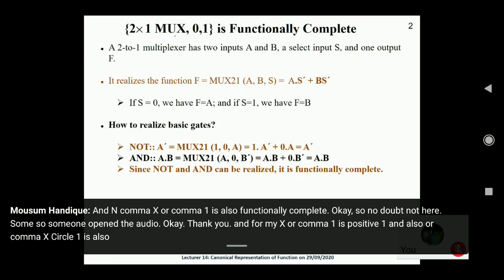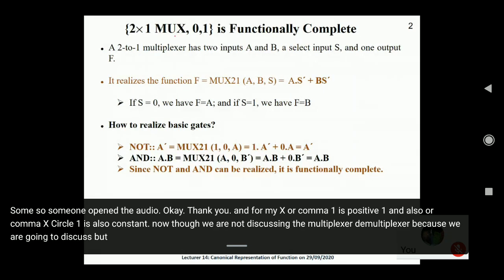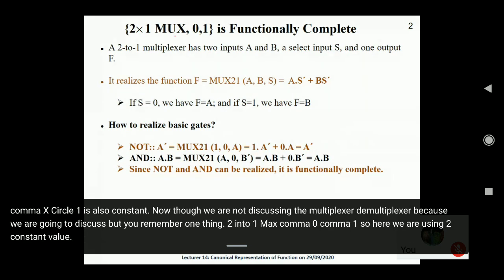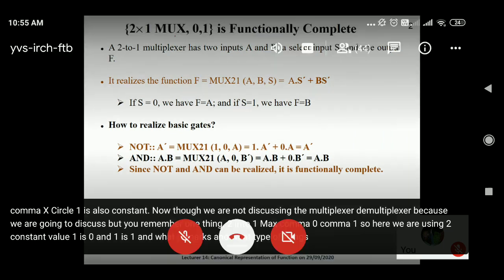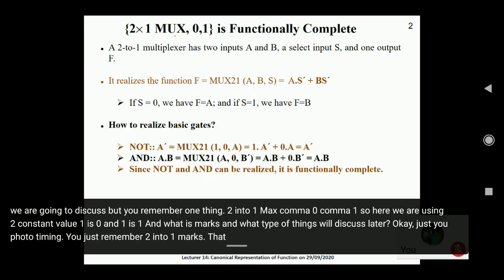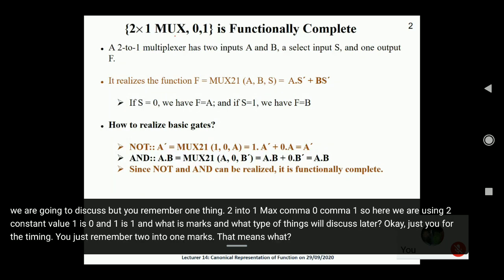Now, though we are not discussing the multiplexer and demultiplexer yet, because we are going to discuss them later, you remember one thing: 2 into 1 mux, comma 0 comma 1. Here we are using two constant values, one is 0 and one is 1. What a mux is and what type of things it does we'll discuss later. For the time being, just remember 2 into 1 mux. That means 2 inputs are there and 1 output is generated. So it is called 2 into 1 mux.